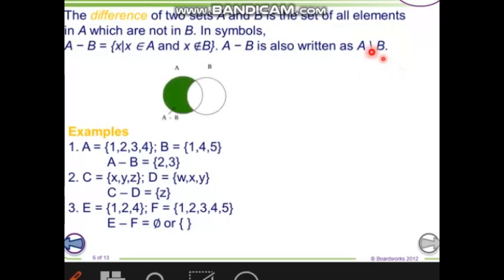Now we have this example. So whenever we have A, this shaded green one is A minus B, or just like this one. Okay, so we have B. B minus A means we get all the common elements. So itong nasa gitna, this is the intersection. This is the common elements of A and B. So basically, hindi sila kasali sa final answer.